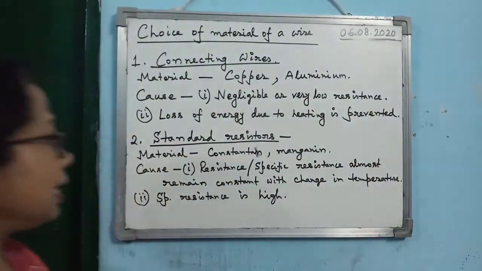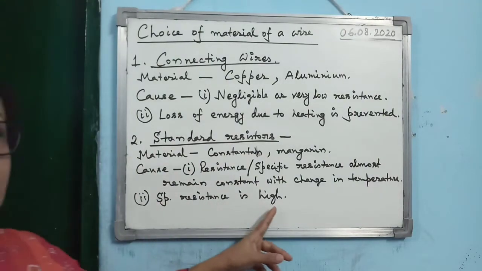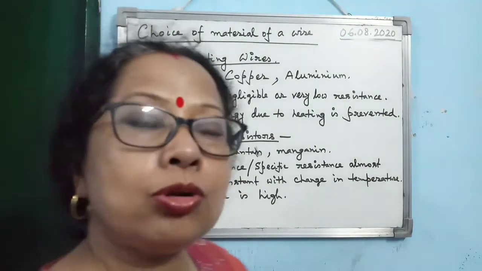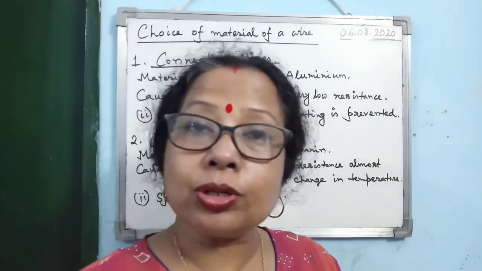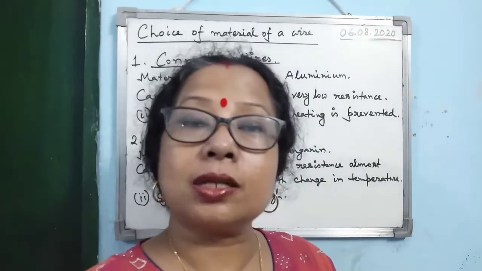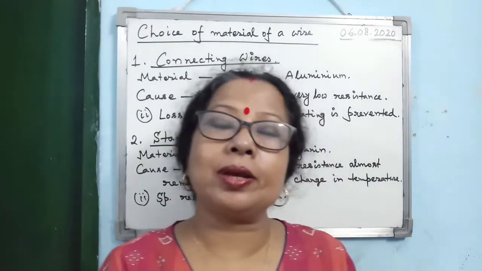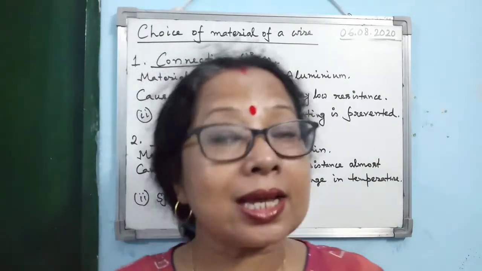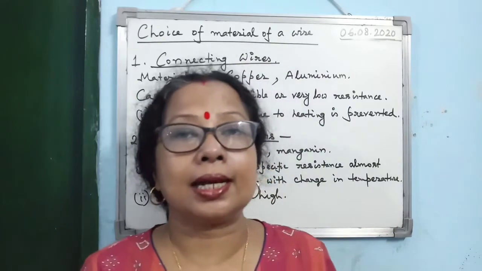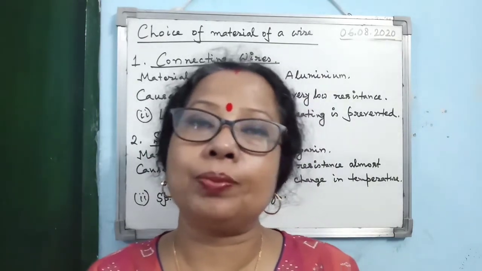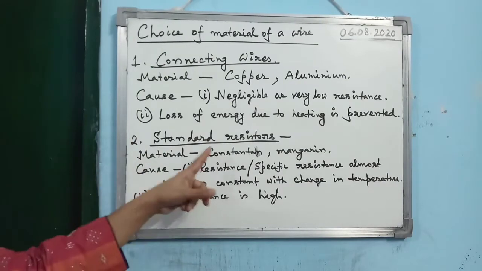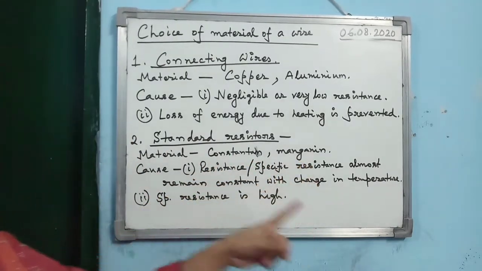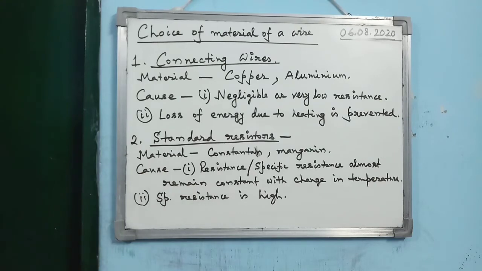And secondly, they have high specific resistance. So you want to construct a resistor, which will oppose the current. So it should have high specific resistance, so that the resistance of that particular conductor constructed should also be high. So these are the two reasons why constantan and manganese are used to make standard resistors.